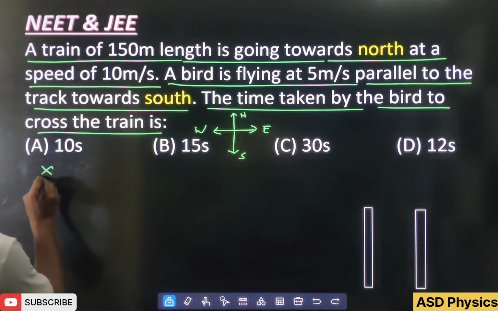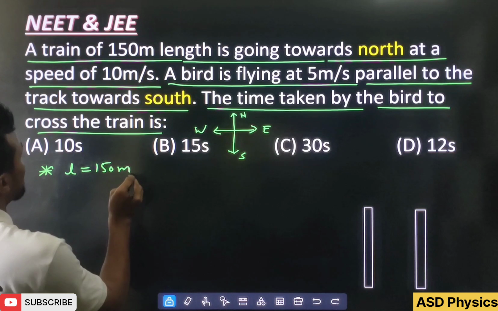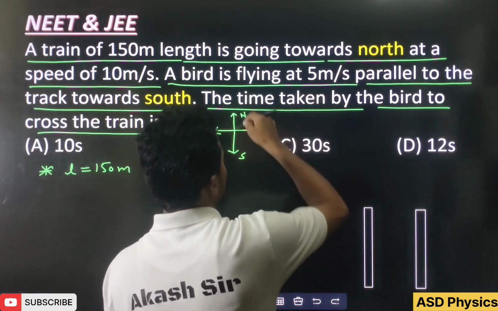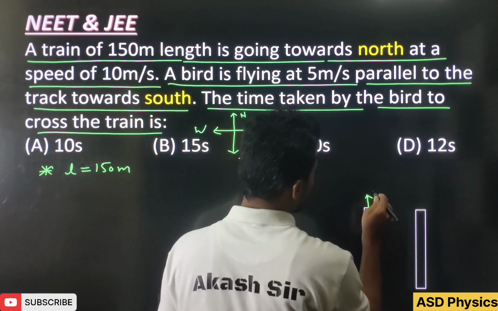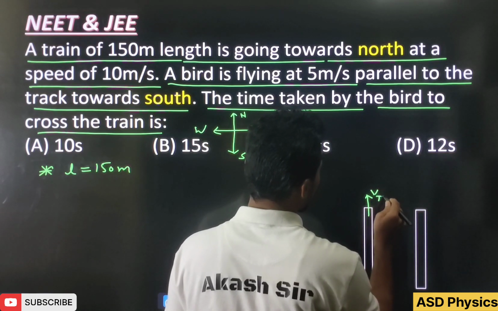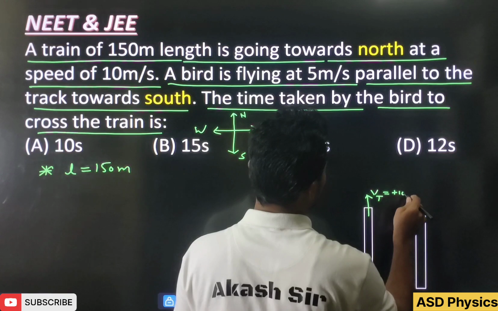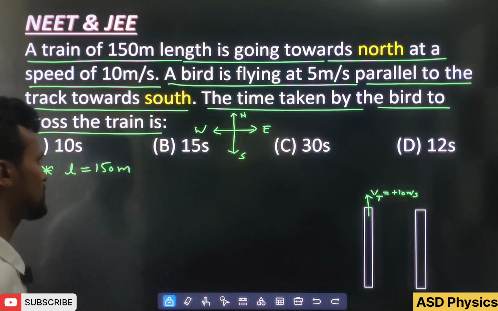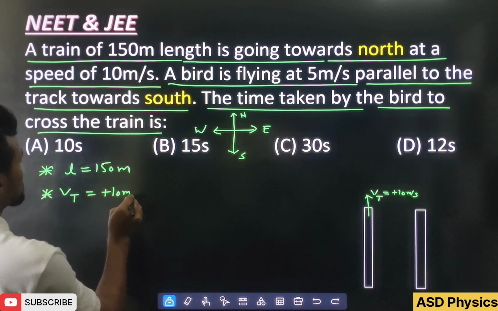So first thing I am writing here, the length of the train, L, is given as 150 meter. After that, the train is moving in which direction? North direction. See, the north is upward here. So the velocity of the train is given as 10 meter per second, and I will take it as plus 10 meter per second, upward positive, the mathematical sign convention.